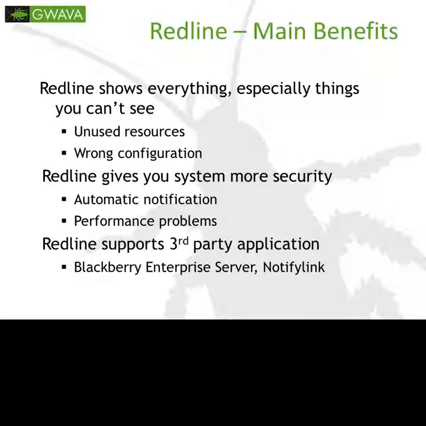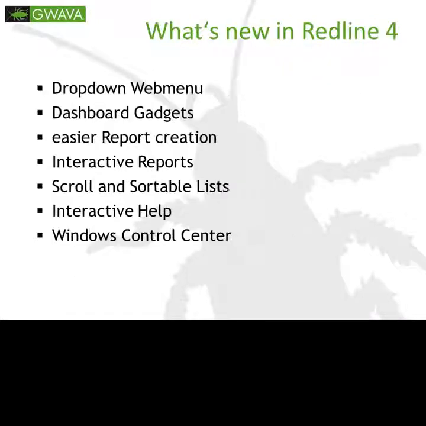Redline supports third-party applications, for example BlackBerry Server or Notify, and especially our own Guava products, for example Retain or Reload. Regarding performance problems, Redline can monitor all folders out of the post office or out of your gateways, and you can see trends, and you will get notifications if something is wrong. So you know everything about your system, and you know when something goes wrong before your users know it. Before your users mention that no email is flowing in and out of the system, you will know it. That's what Redline is there for.